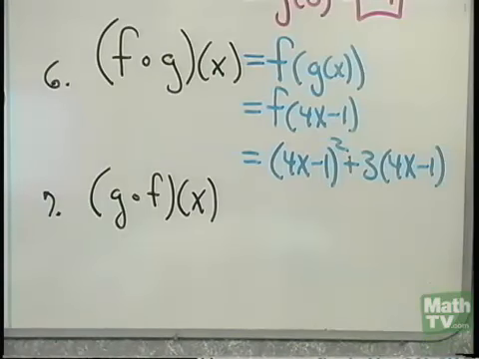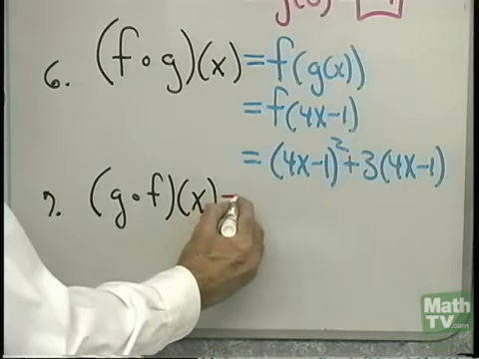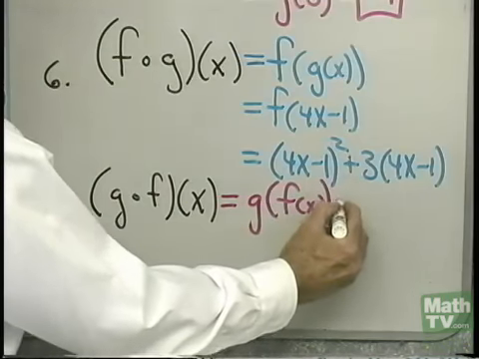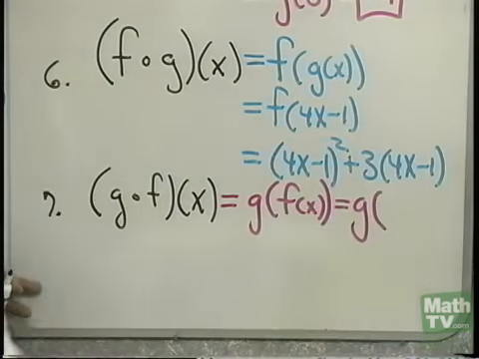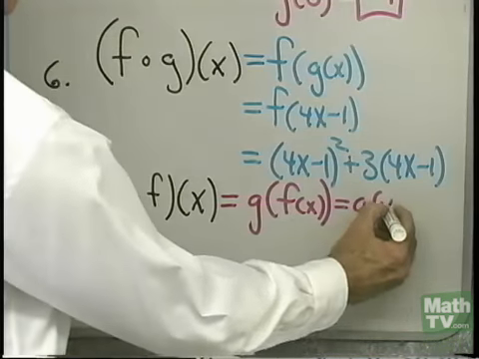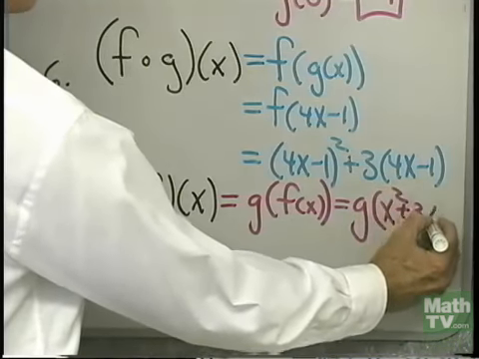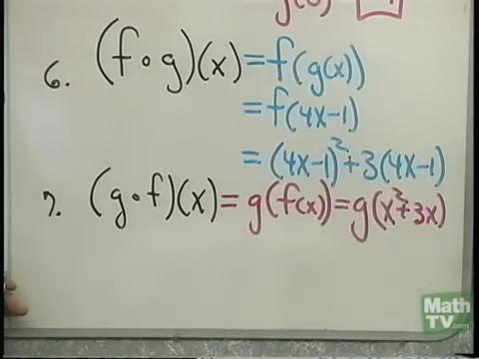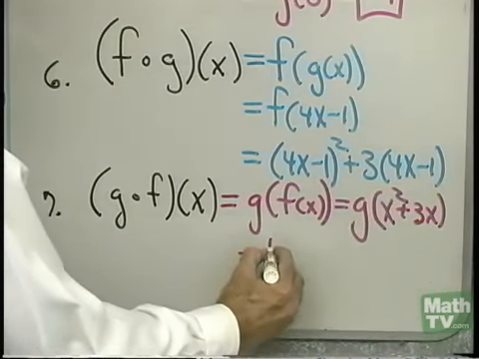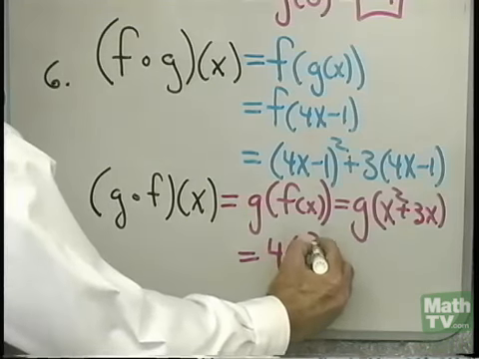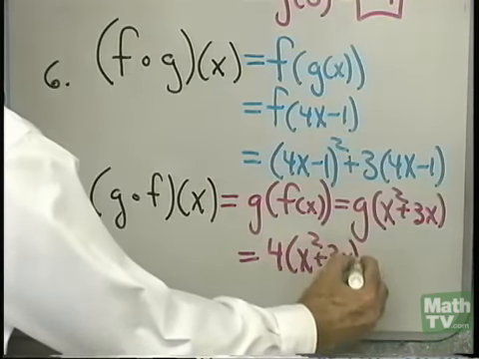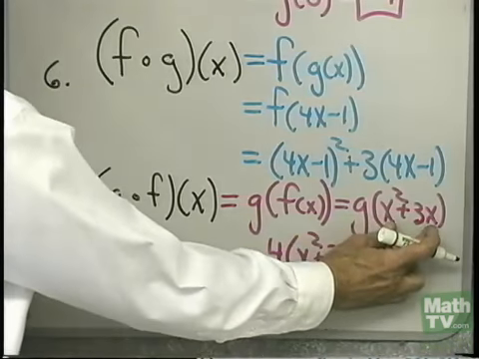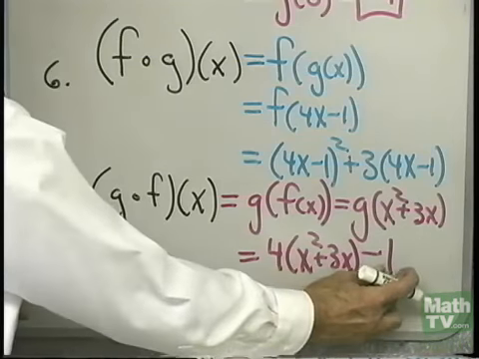G composed with f of x. Okay, that's going to be g of f of x, and f of x was given as x squared plus 3x. Well, what g does to anything is multiplies it by 4 and subtracts 1. So this is going to be 4 times (x squared plus 3x) minus 1, because that's the definition for the function g. Whatever's in the parentheses, we multiply it by 4 and subtract 1.